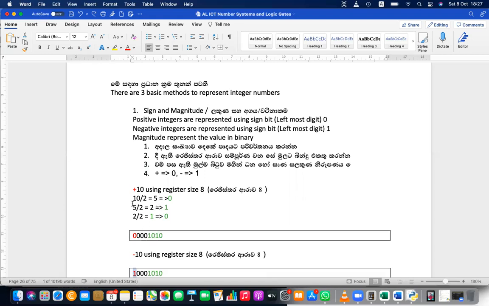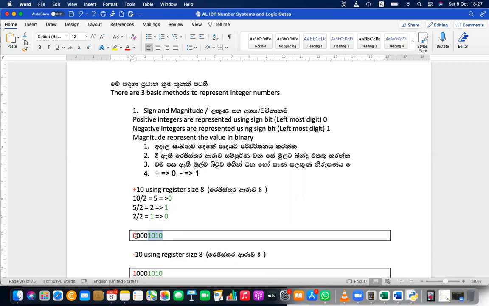10 in binary: 10 divided by 2 is 5 remainder 0. 5 divided by 2 is 2 remainder 0. 2 divided by 2 is 1 remainder 0. So that is 1 0, bottom to top, 1 0 1 0. 1 0 1 0 is 10. You're writing that 1 0 1 0.